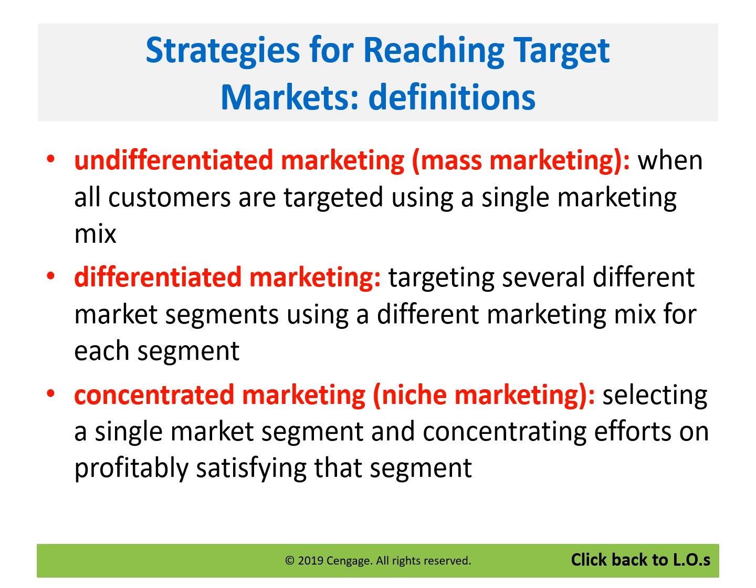You have undifferentiated marketing or mass marketing. This is when all customers are targeted using a single marketing mix. Next is differentiated marketing, targeting several different market segments using a different marketing mix for each segment. Next, we have concentrated marketing, better known as niche marketing, selecting a single market segment and concentrating efforts on profitably satisfying that segment.